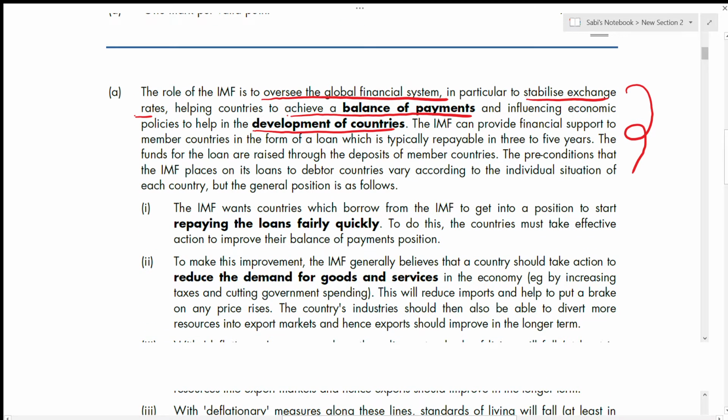It's not possible that during the exam conditions you will be able to come up with a full-fledged answer like this with all the points, but at least you need to cover some points, right? You need to use some points so that you can elaborate on that. So that's why you need to know the role of the IMF, not all but at least some.